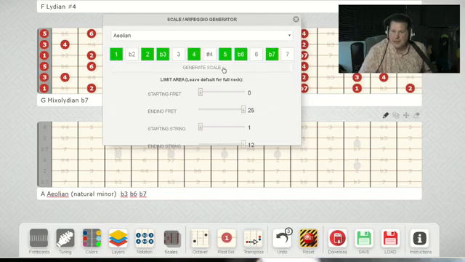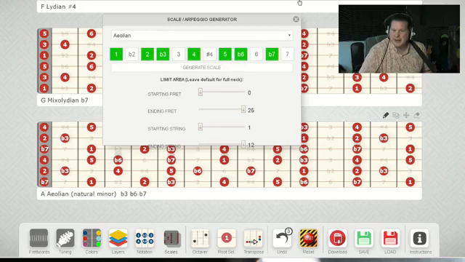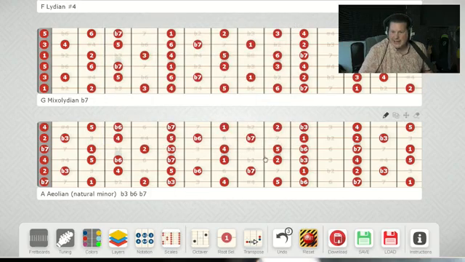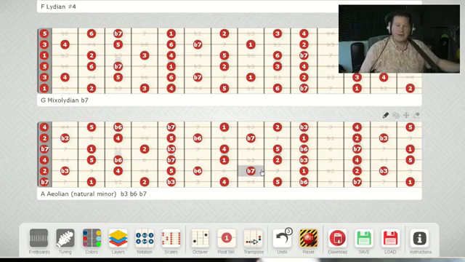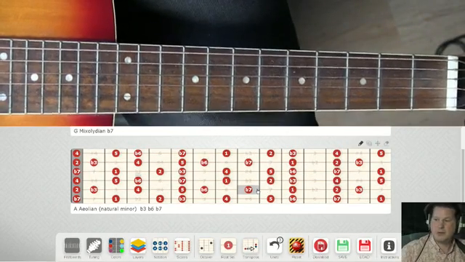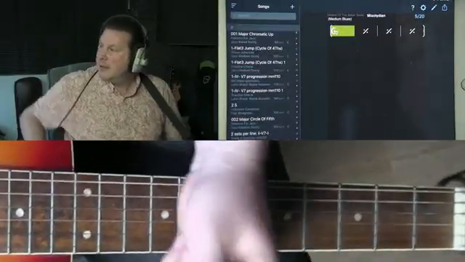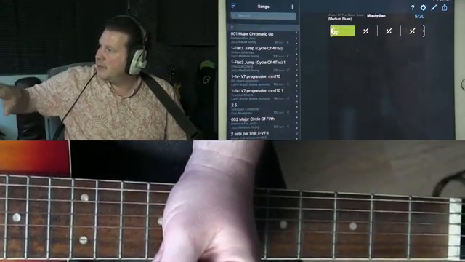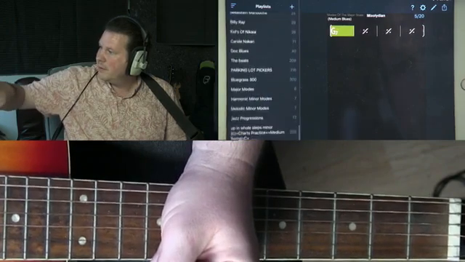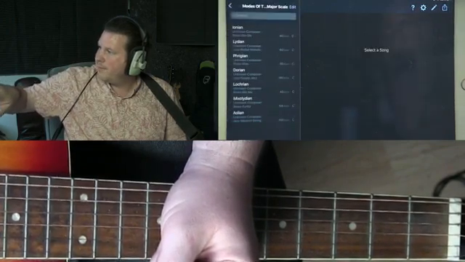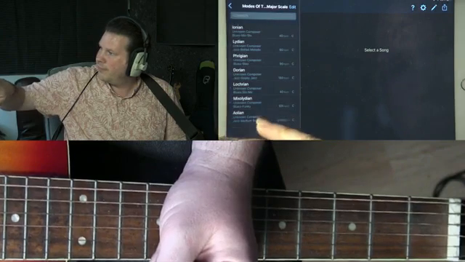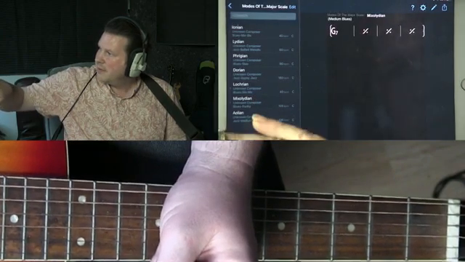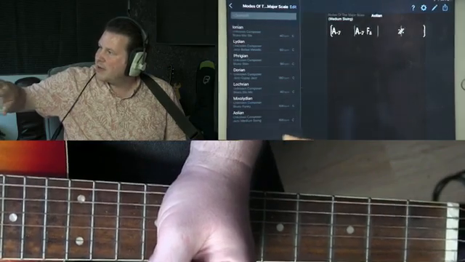So we just got to hit apply on that. Now that I've selected Aeolian, A is selected there, and we've got our mode laid out on the GBD Dobro. So as we've been doing, I'll cut back to the iReal Pro app, and I'll go back to my playlist, Modes of the Major Scale. Okay, so here's our Aeolian.